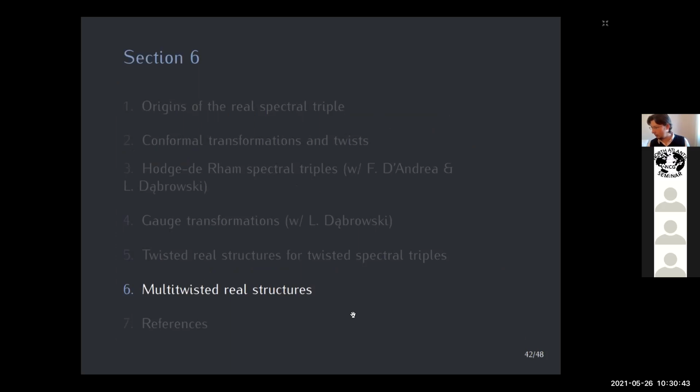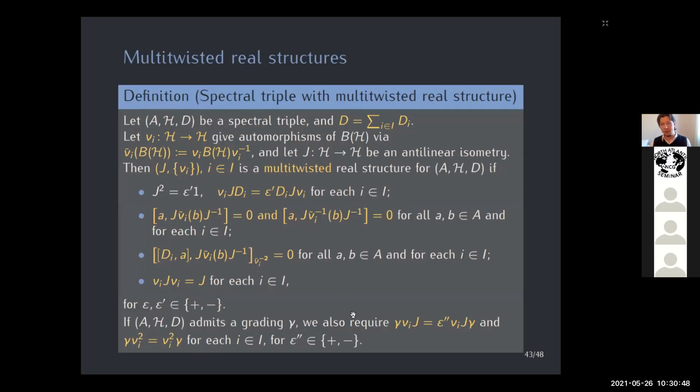So now I'll move on to the final section, multi-twisted real structures. This is based on work by Ludwik Dąbrowski and Andrzej Sitarz. So suppose you haven't had enough of twists yet. What if you took your Dirac operator and decomposed it in some sensible way into parts? And to each of these parts of the Dirac operator, you wanted to associate a twist. What you end up with, more or less, in that case, is a multi-twisted real structure.